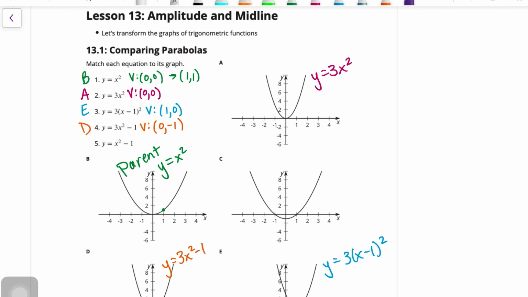And then finally, the last one, y equals x squared minus 1, is a shift down. So that vertex is also going to be at 0, negative 1. But it's like the parent function in that it's not been stretched at all. So that one is C. So that's y equals x squared minus 1.